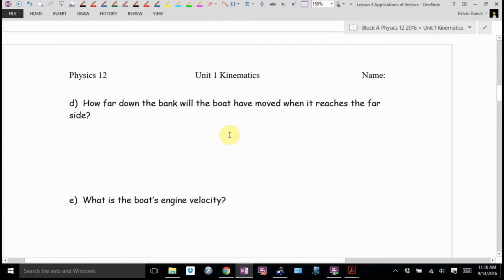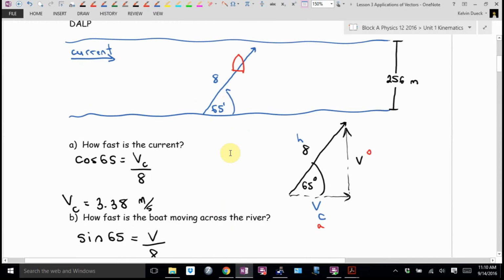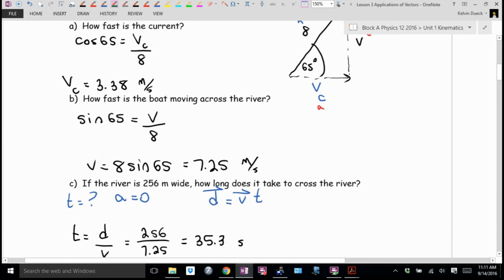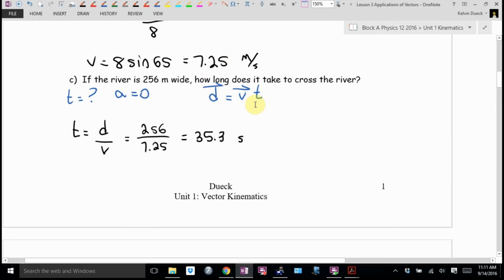D. How far down the bank will the boat have moved when it reaches the far side? I think now this part is asking me, if the boat starts here, to find this distance. In fact, I'll even call it a D. How can I find that? I think I can start here again. D equals VT.